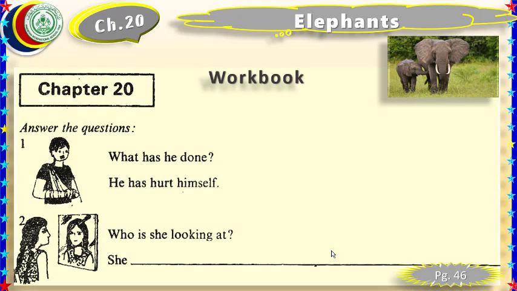Dear students, we have completed all the exercises of chapter 20 which were given in the book. Now we have come to our workbook. This is our workbook, page 46, chapter 20. Let us do this page. Part number 1, what has he done? He has hurt himself. This is given. Can you see he has hurt himself?